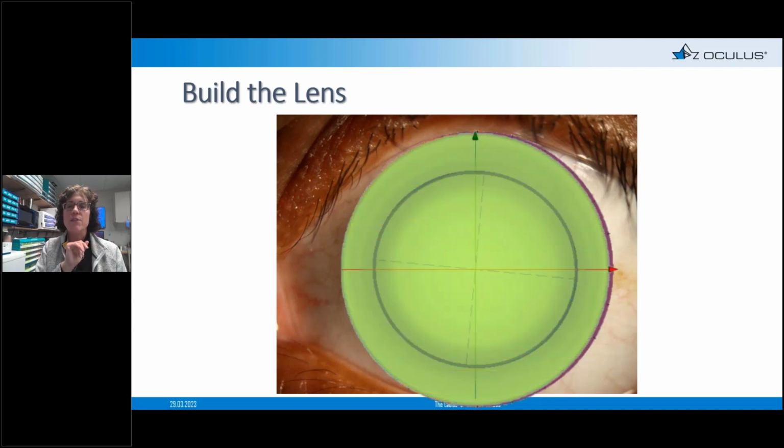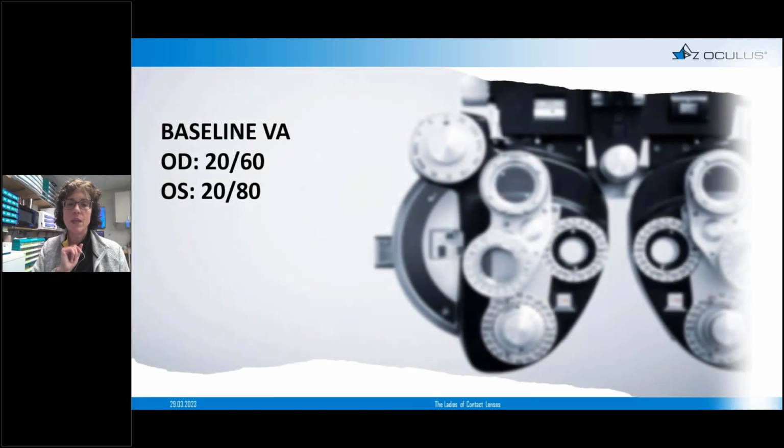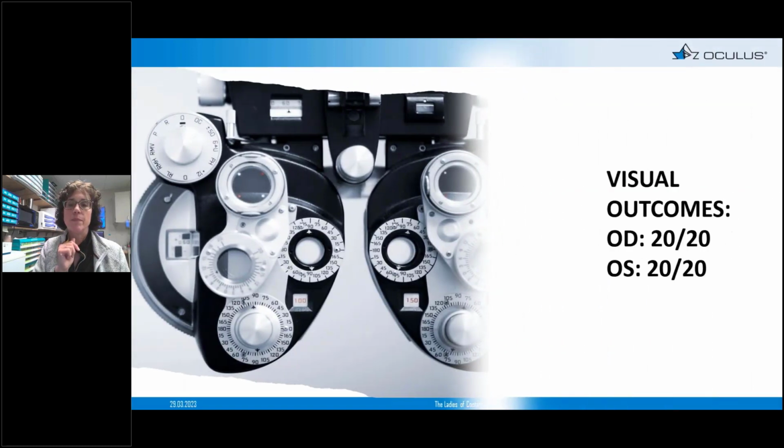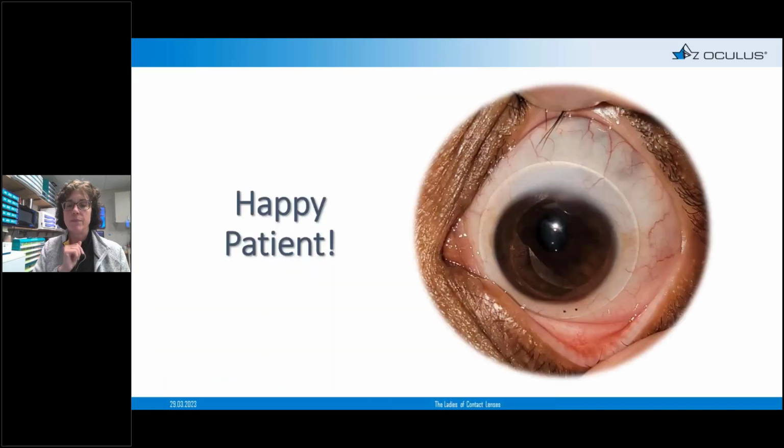You design the lens in 3D space. You can put any optics you want on there. And then here's the lens fitting on the eye. Okay. So in this particular case, his baseline was 20/60 and 20/80. And he ended up 20/20 in each eye. So it's very easy to put the cylinder or the extra optics that you have in these lenses. And I've been following him for about a year now, and he has stayed 20/20, and his eye has stayed white and quiet.